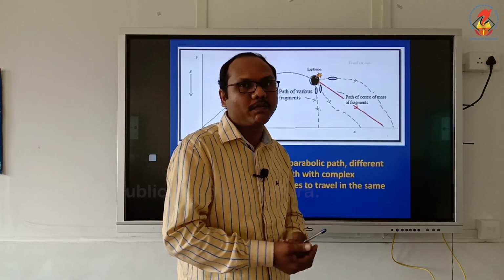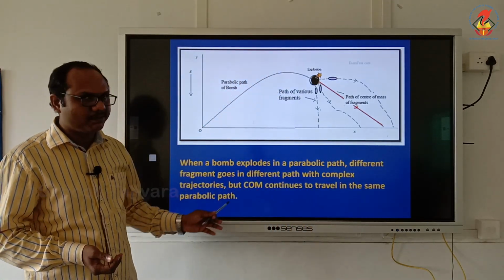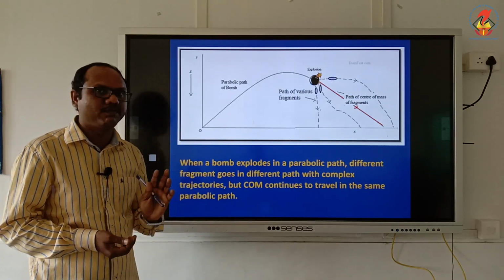So, this is the motion of the center of mass. Okay. So, this is the first example. You can write and draw the figure.